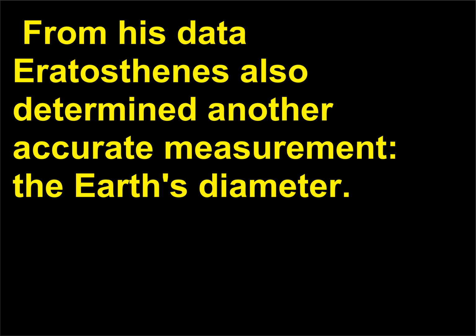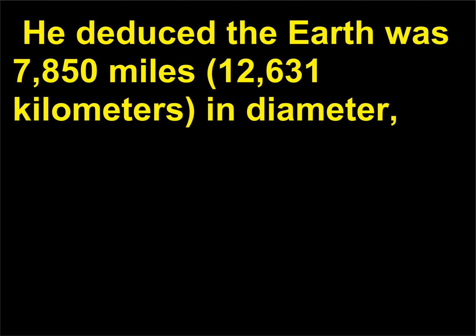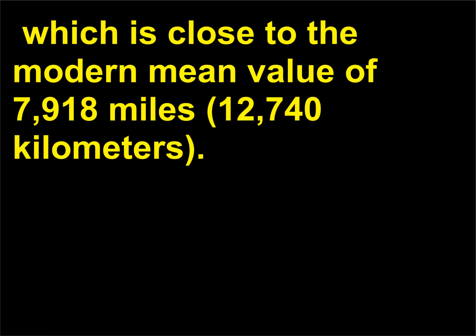From his data, Eratosthenes also determined another accurate measurement, the Earth's diameter. He deduced the Earth was 7,850 miles, 12,631 kilometers, in diameter, which is close to the modern mean value of 7,918 miles, 12,740 kilometers.